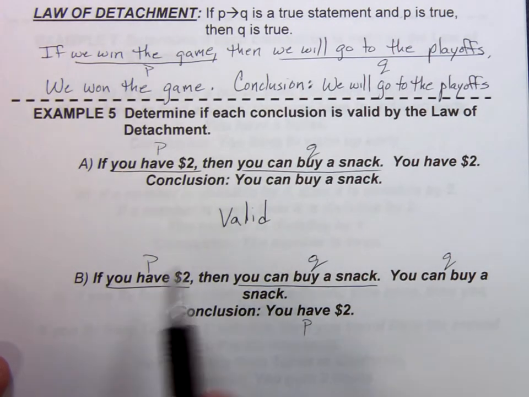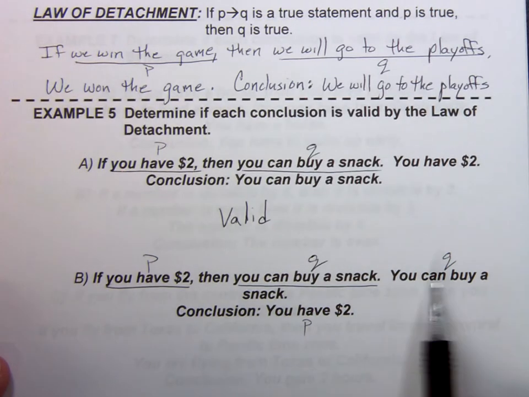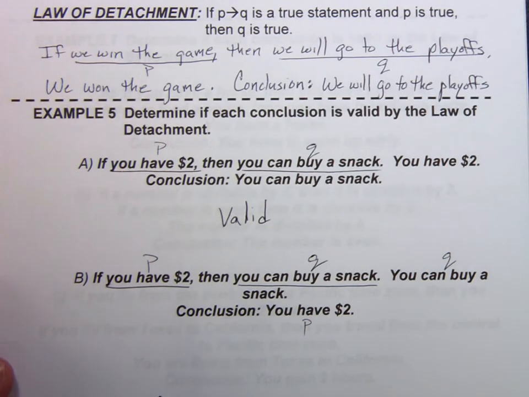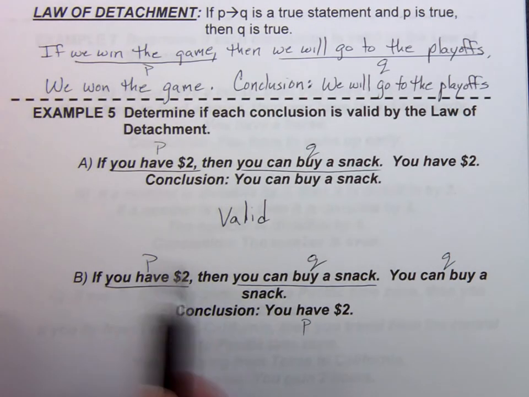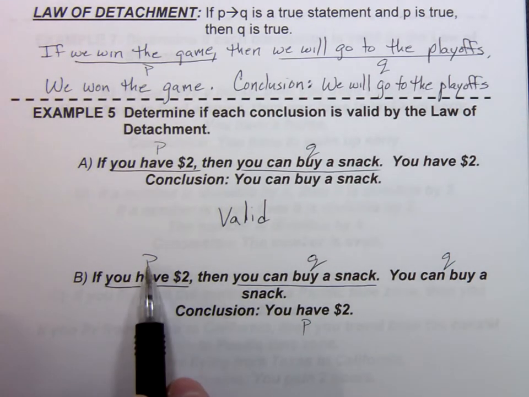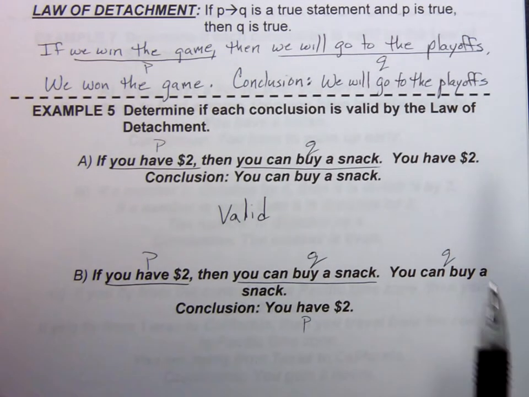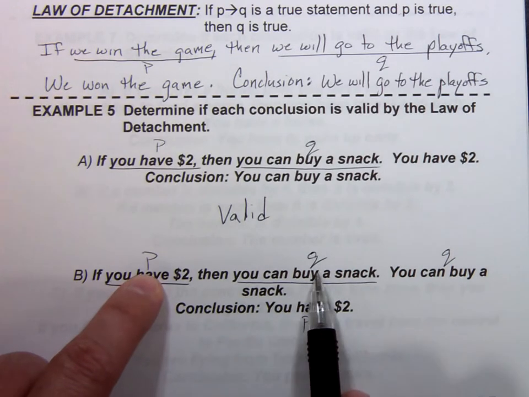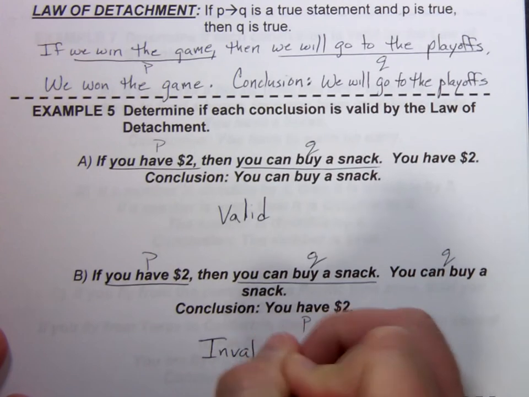I know that if I have $2, I can buy a snack. But the fact that I can buy a snack doesn't mean I have $2. I might have $10. I don't know. But I do know that this statement only applies to the circumstance under which I know I have $2. If I don't know for sure that I have $2, this statement is not any use to me. The law of detachment only works if I know P is true, I can conclude Q is true. That's not what they gave me in this situation. This is invalid.